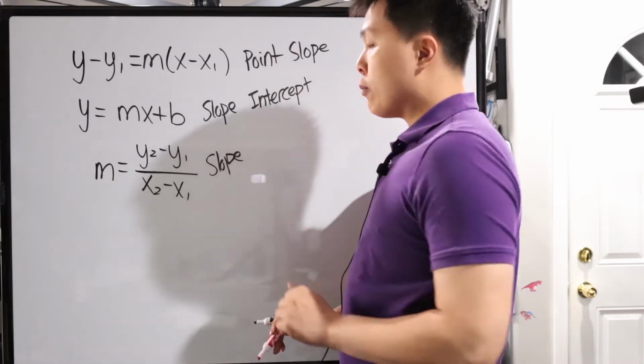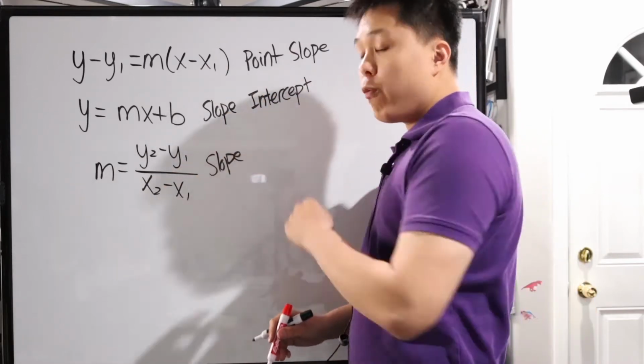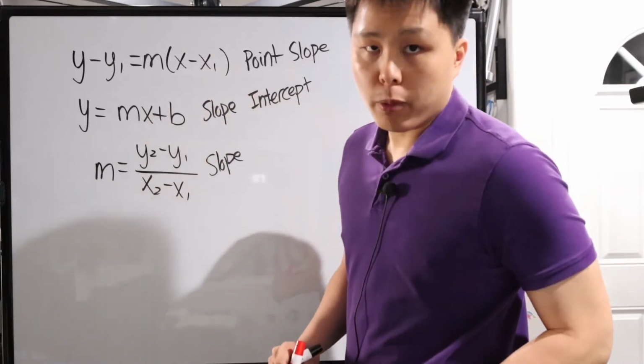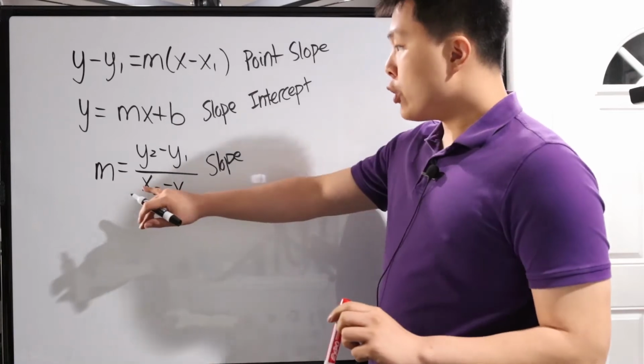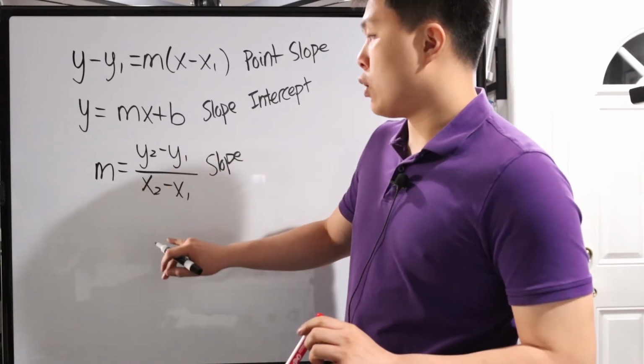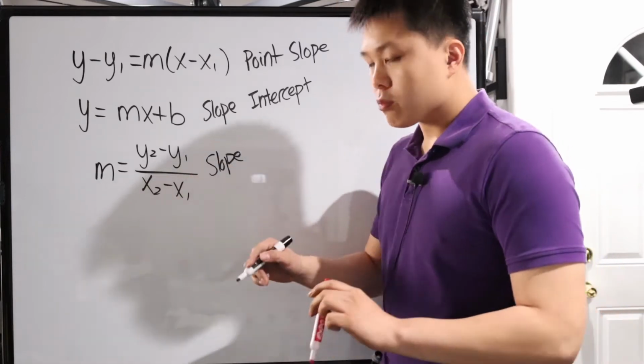Point slope and slope intercept actually are basically the same thing, right? The slope formula is the most important because all of these guys come from this slope formula. Now, what do I mean by that? Well, here we have y2 minus y1 over x2 minus x1 equals m. That's our slope formula.